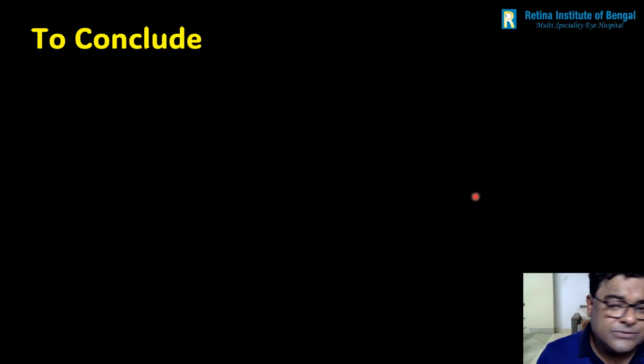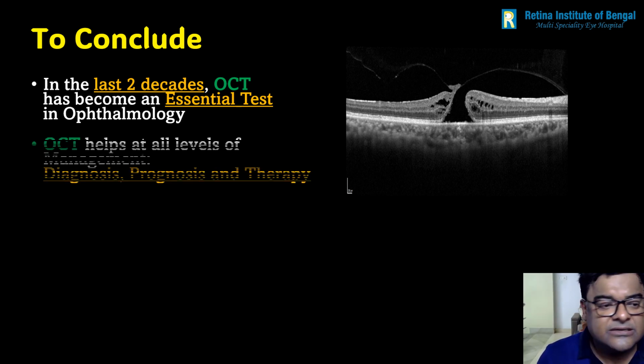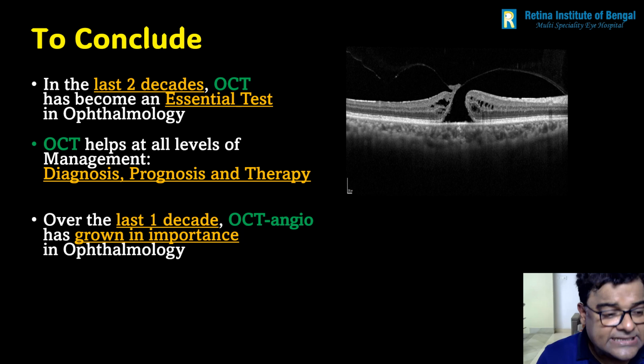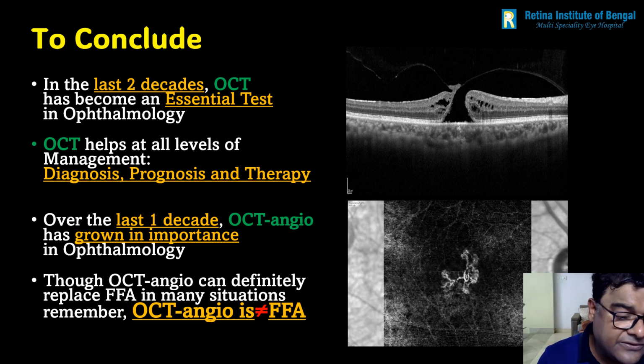So to conclude, OCT was introduced 2 decades ago and it has become an essential test in ophthalmology, and it really helps at all levels of management: diagnosis, prognosis and therapy. OCT angiography, which was introduced 1 decade ago, has also grown in importance in ophthalmology, and though it can definitely replace FFA in many situations, I don't think it is right to say that it can completely replace fluorescein angiography in our practice.